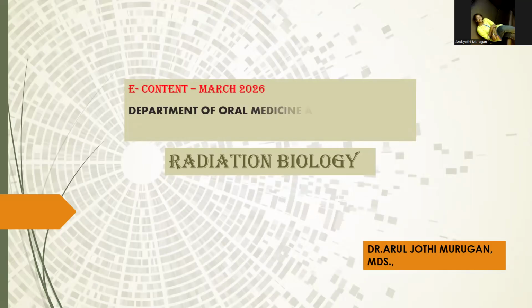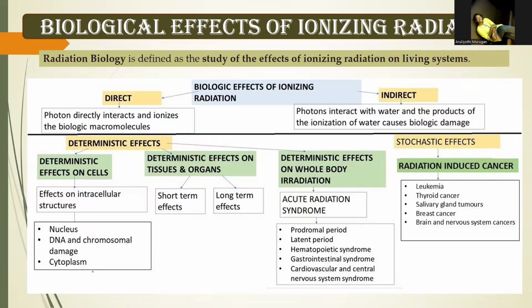Very good morning. The content of today is on radiation biology. Radiation biology is defined as the study of effects of ionizing radiation on the living system. The biological effects are basically because of the effect of ionization. So, it can be either direct or indirect.